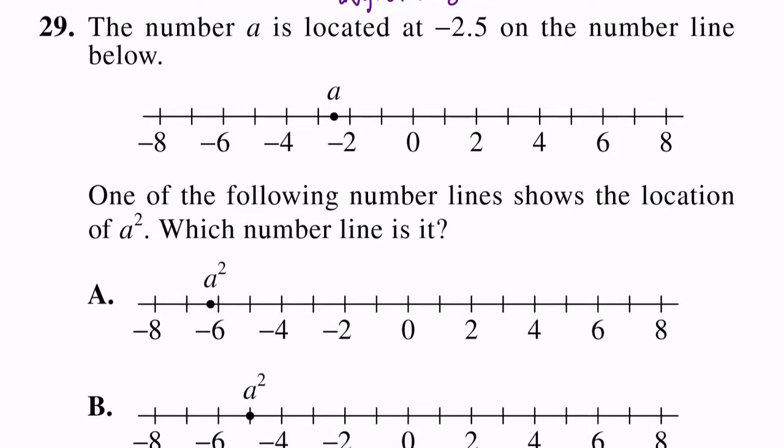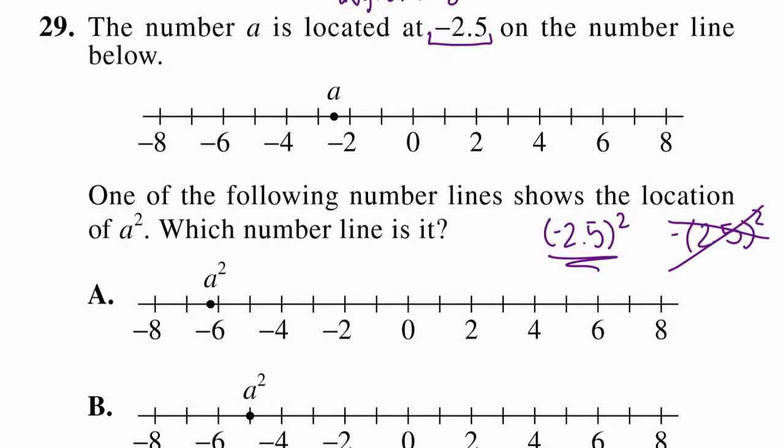Number 29, the number A is located at negative 2.5 on the number line below. One of the following number lines shows the location of A squared. Which number line is it? So this is really just asking us to figure out what negative 2.5 squared is. And it's important to note that the negative goes inside the parentheses. We are not writing it like this, because that would give us a negative answer. Whereas this, the correct answer, would give us a positive answer, because we're plugging this whole number in.